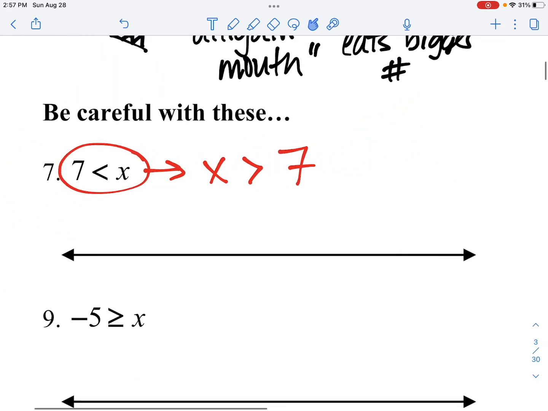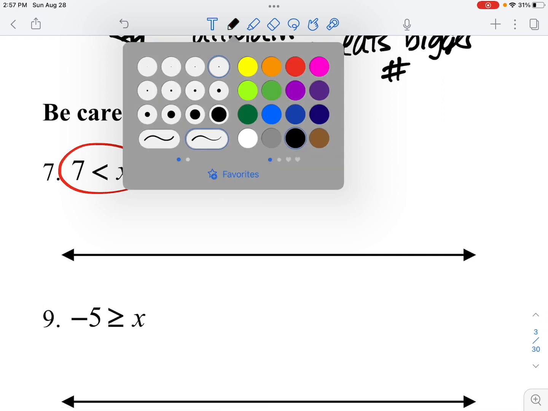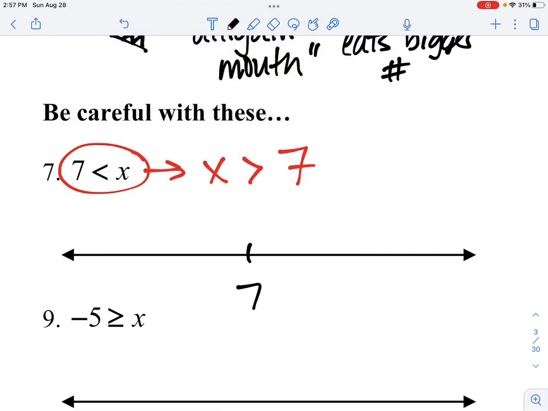And now it looks like one of those easier problems that we did on the first page. So I'm going to put 7 here. That would be 8. That would be 6. I'm going to put an open circle on 7 because this does not have an equal sign. And this is telling me to shade to the right, so it matches this arrow. So I'm going this direction.